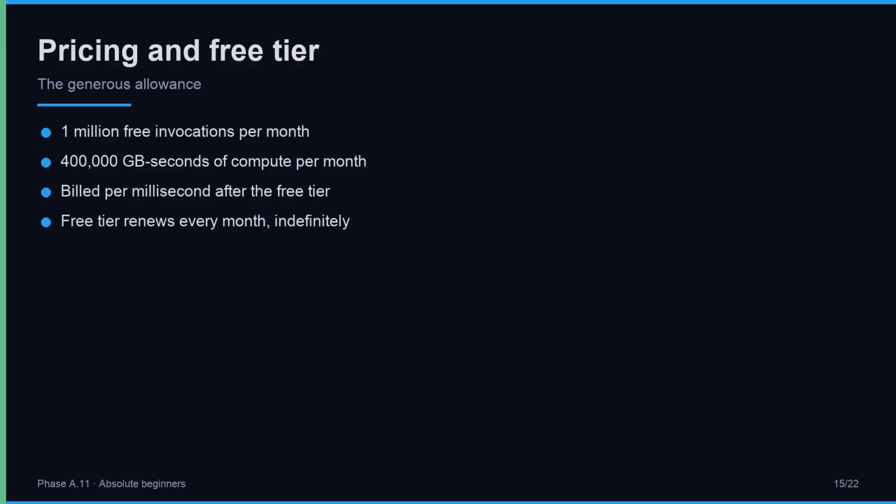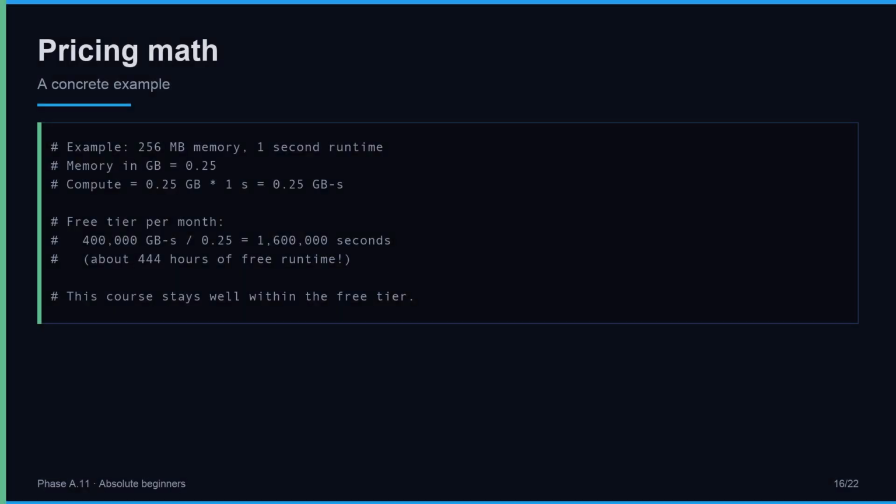The free tier renews every month and does not expire after 1 year. It is permanent for Lambda. You can learn and experiment without spending a cent. Permanent and generous. Let us do the math with a concrete example.